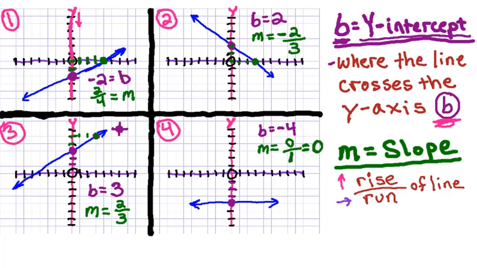And so that is what a y-intercept is. It's just where the line crosses the y-axis. And it is represented by the lowercase letter b.